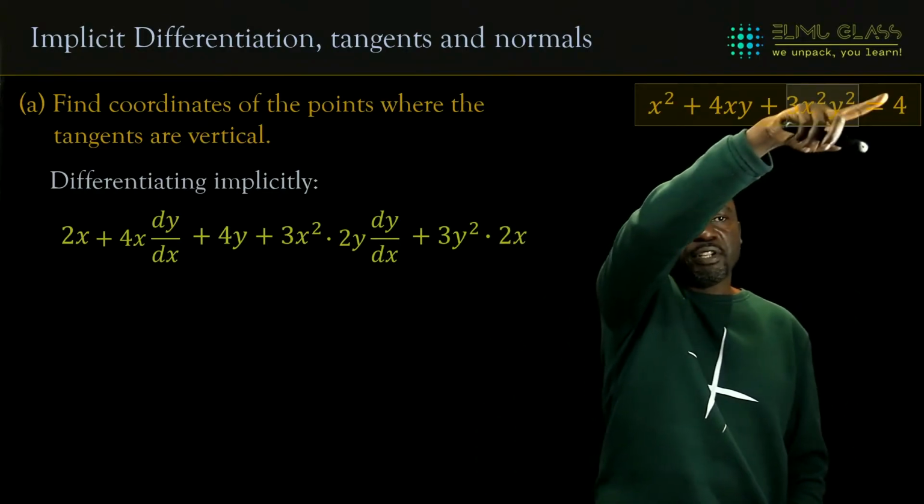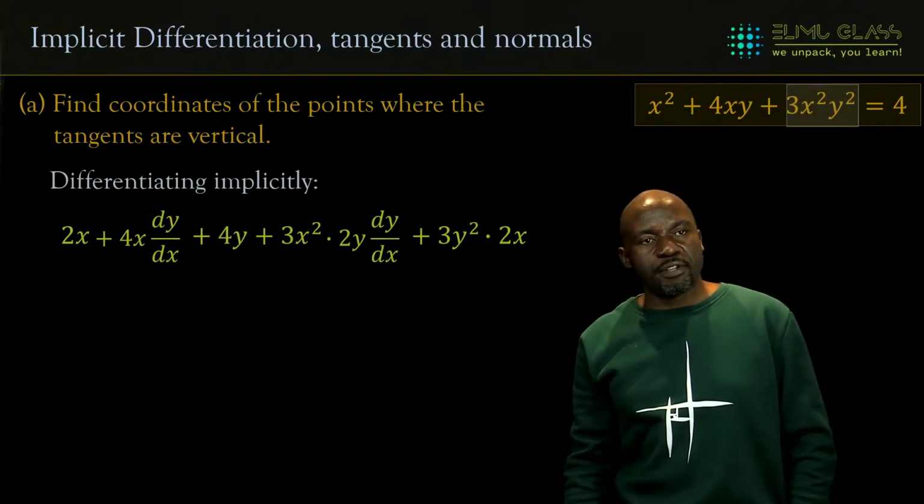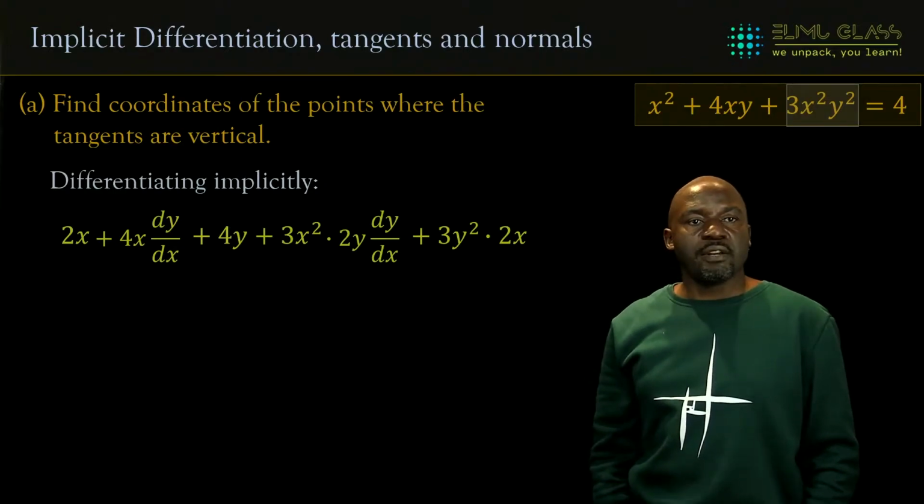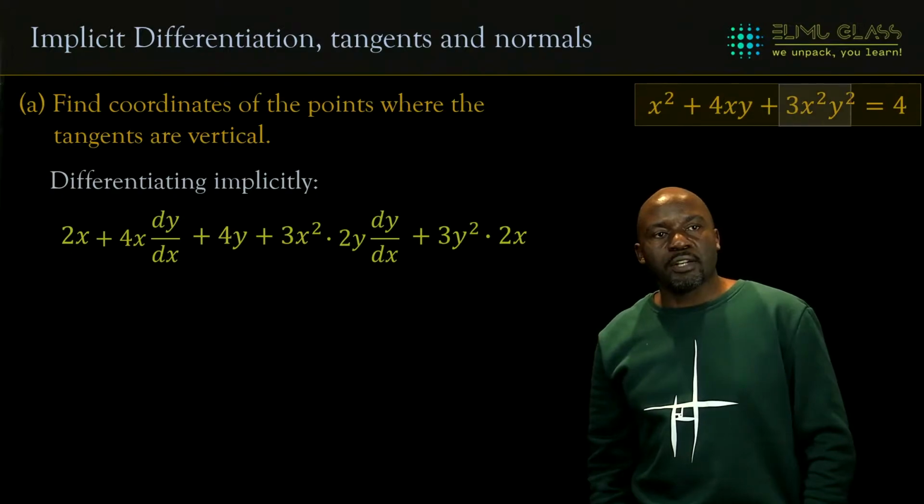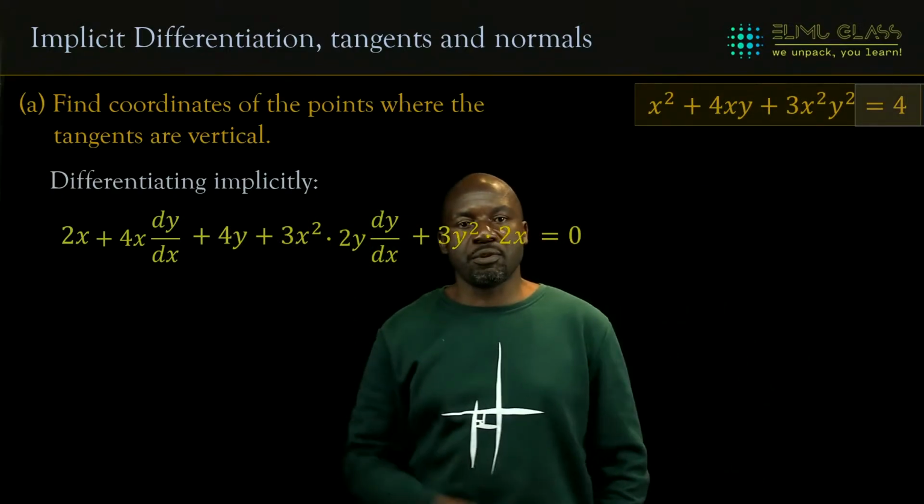And that should be equal to the derivative of 4, which is a constant. The derivative of a constant is 0, and so that should give me a 0 at the end there. All we are left with is to simplify.